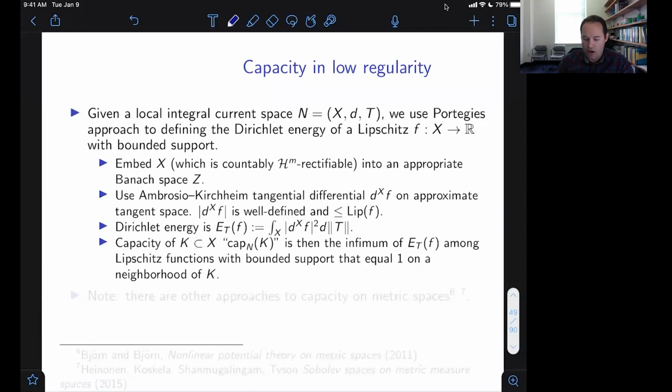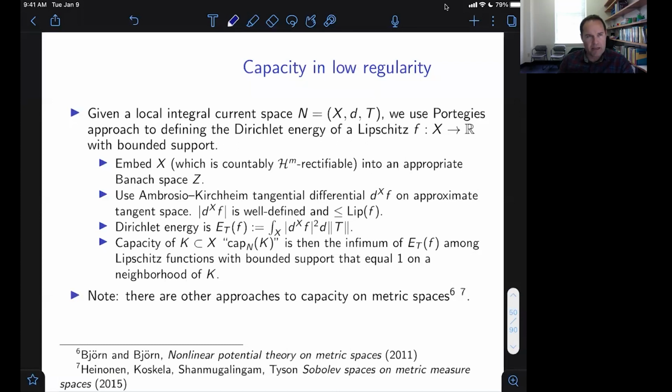I should mention there are other ways of talking about capacity in metric spaces. This is one that works well on integral current spaces. This has received some attention in the analysis literature in the last decade or so. I'll refer to a couple. These are both very nice books that go over this in a lot of detail. One of these approaches is based on defining Sobolev functions in metric spaces or metric measure spaces. Another one's based on weak upper gradients, but there are a number of ways of talking about capacity on metric spaces that I just wanted to make sure I mentioned.